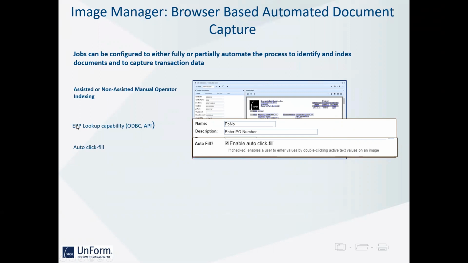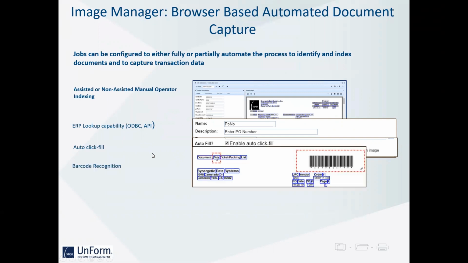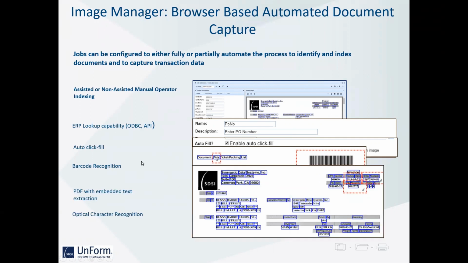So again, the idea here is it gives the user the ability to speed up that whole process. We can also do barcode recognition, so we can read a barcode and get a value from it. And then you can combine that with the ERP lookup capability. So once I get a PO number or order number, I can look up additional information that I may need to be able to store along with that document. And then we can also pull text from PDF documents, or if it's an image, use optical character recognition to grab that data as well.